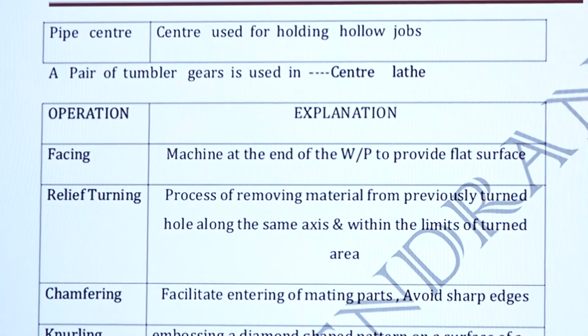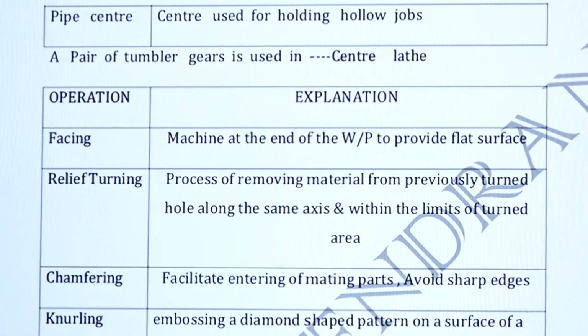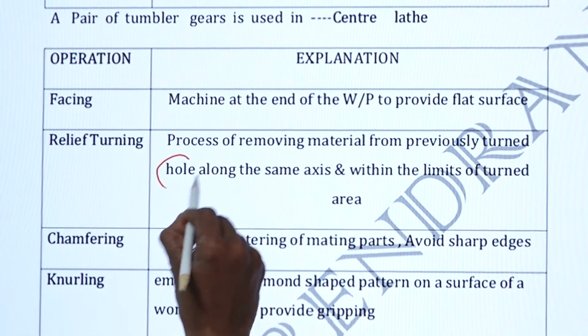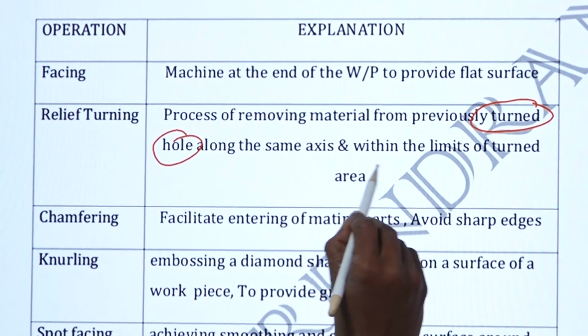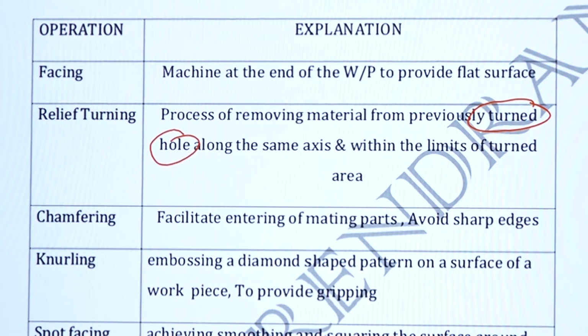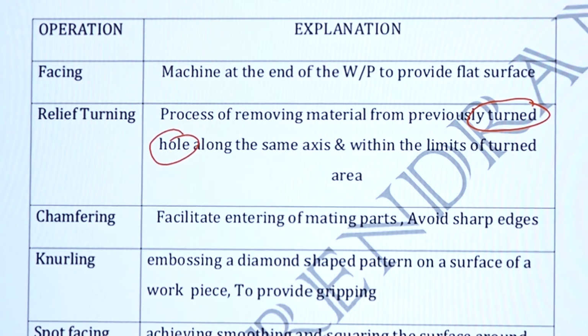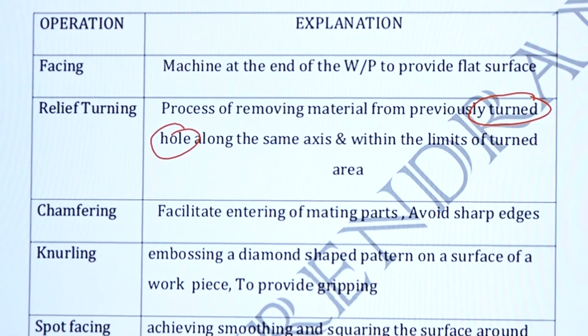Next is relief turning. Relief turning is the process of removing material from the previously turned hole. We are having a previously turned hole, so we are cutting along the same axis within the limits of the turned area. So that operation is called relief turning.